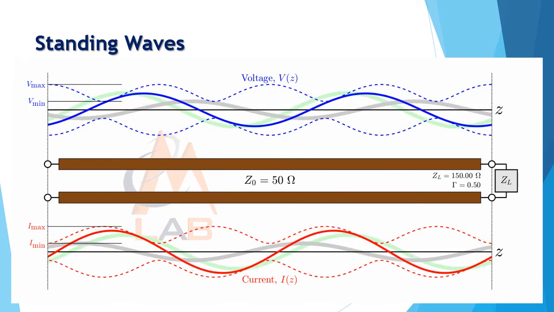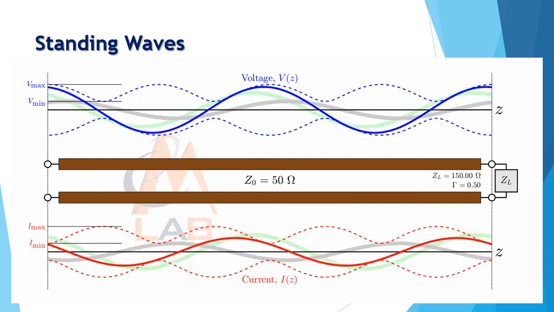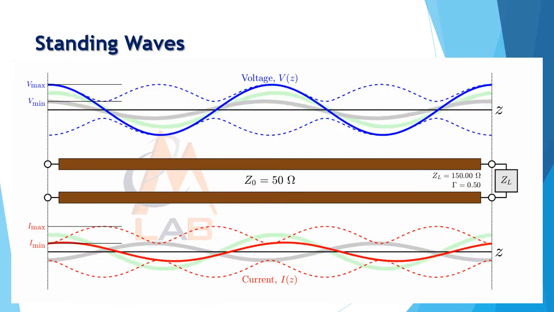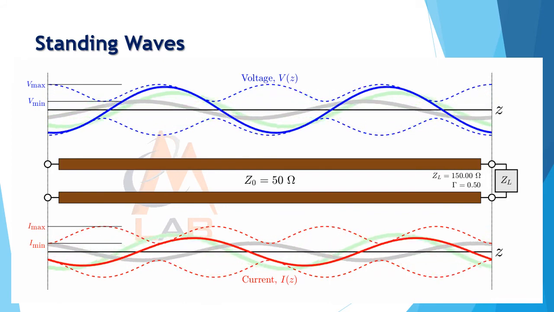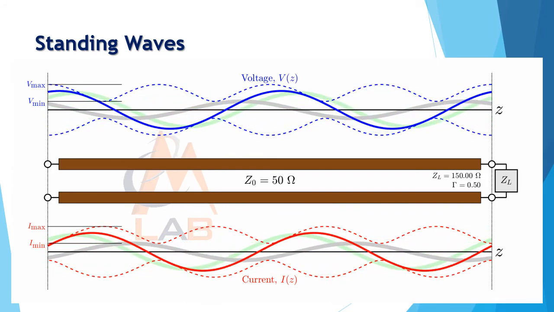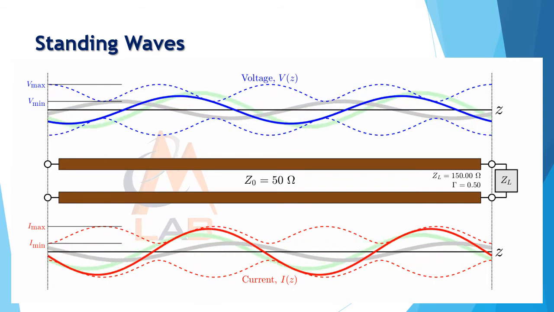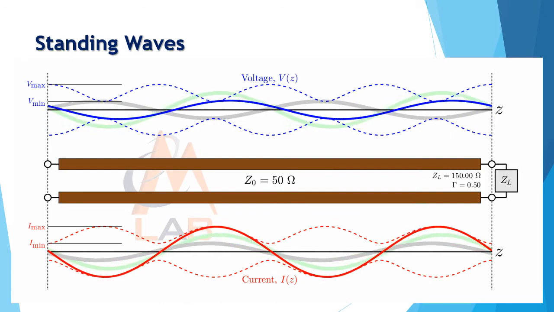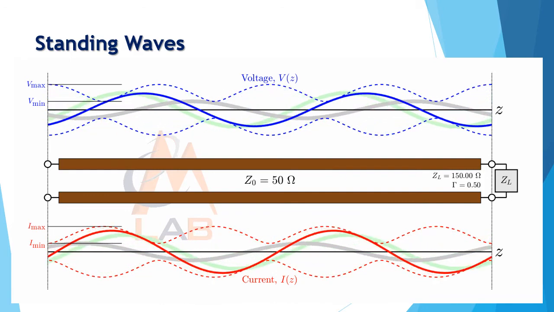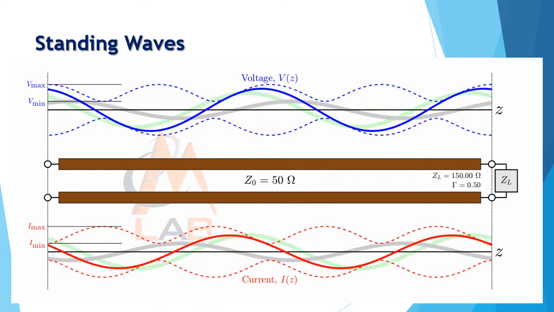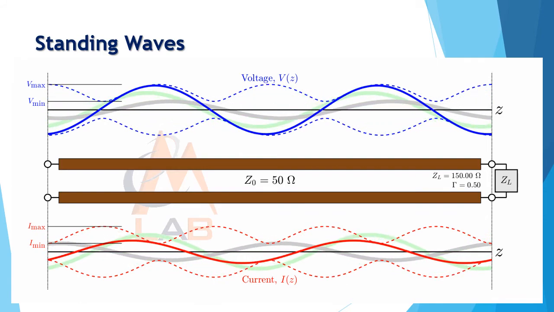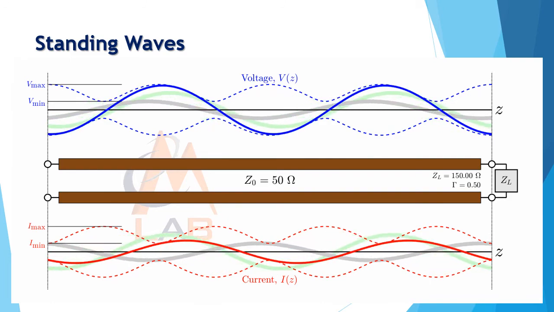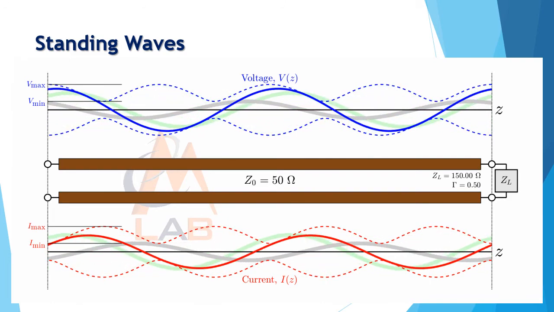In this example, we have our load impedance equal to 150 ohms and our characteristic impedance equal to 50 ohms. So this is still a purely resistive load, but in this case, our load is greater than the characteristic impedance of the line. As you can see, the standing waves closely resemble the standing wave of ZL equals 16.5, but it has shifted.